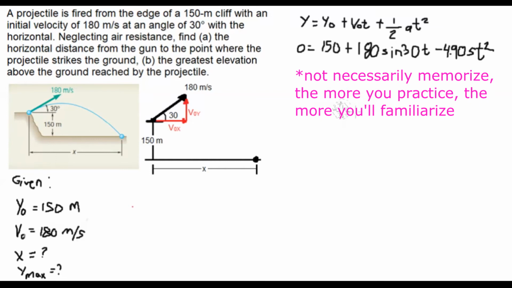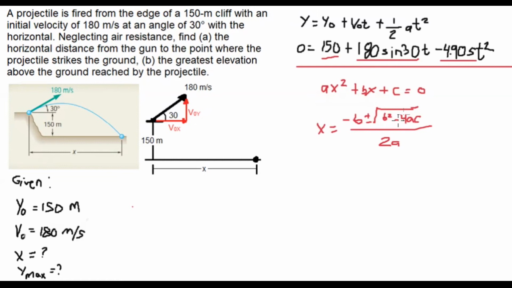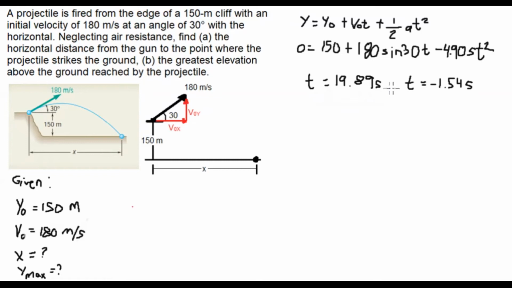So eto, equation na yan na ax squared plus bx plus c is equals to 0. So technically, yung c natin dito is 150, our b is 180 sin 30, tas our a is negative 4.905. Kuha kayo ng calculator, tas hanapin nyo yung roots, or sa long method, which is yung quadratic formula, eto yun. So technically, you can do algebra with this formula, or you can just use the calculator. So, ito yung mga roots ng equation na to. And we're gonna use this time since wala namang time na negative.